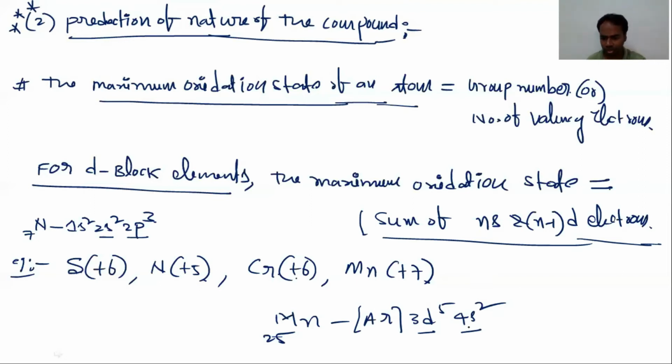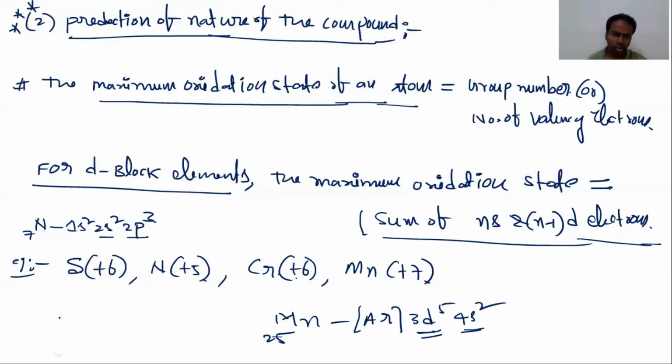For d-block elements, the maximum oxidation state is equal to the sum of ns and (n-1)d electrons. So ns is 4s, and (n-1)d is 3d. Sum of ns and (n-1)d electrons gives the maximum oxidation state. Here, manganese's total number of 3d and 4s electrons is 7. That's why the maximum oxidation state possible for manganese is +7.